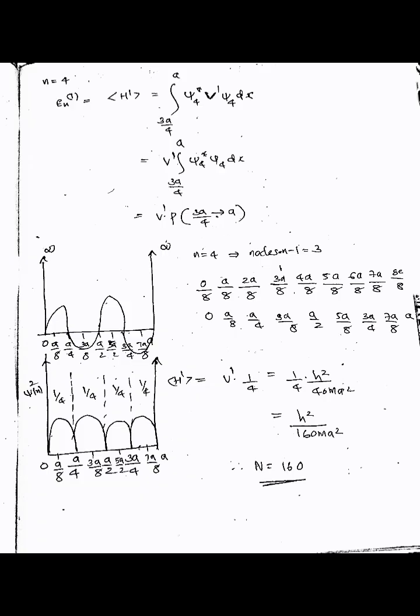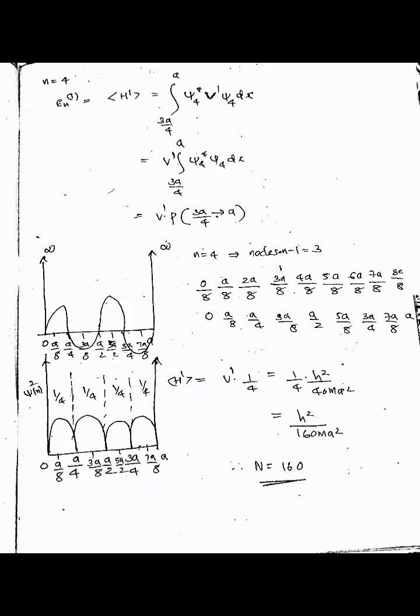Here we need to find the range of perturbation. Here the perturbation is from 3a by 4 to a. So here the first order energy shift, that is E_n^1, is equal to the expectation value of H dash and this is equal to integral over 3a by 4 to a psi 4 star V dash psi 4 dx. So this is equal to V dash integral over 3a by 4 to a psi 4 star psi 4 dx. So this is equal to V dash into the probability of the 3a by 4 to a range.